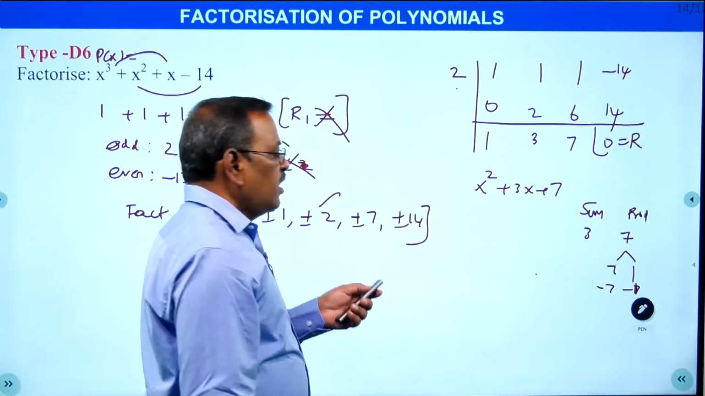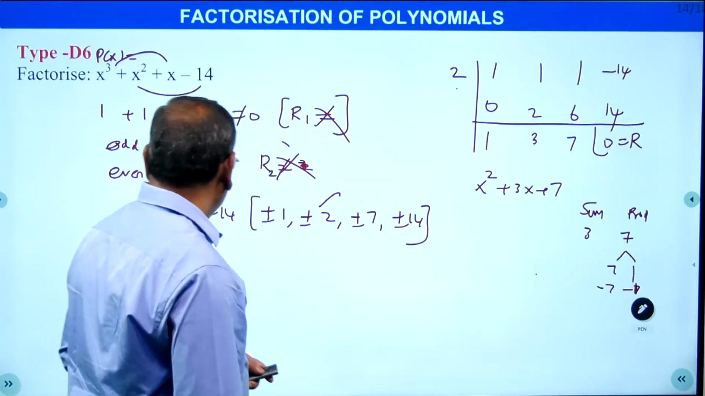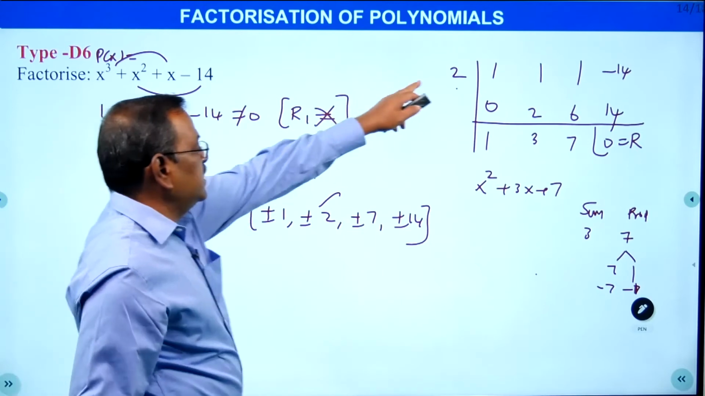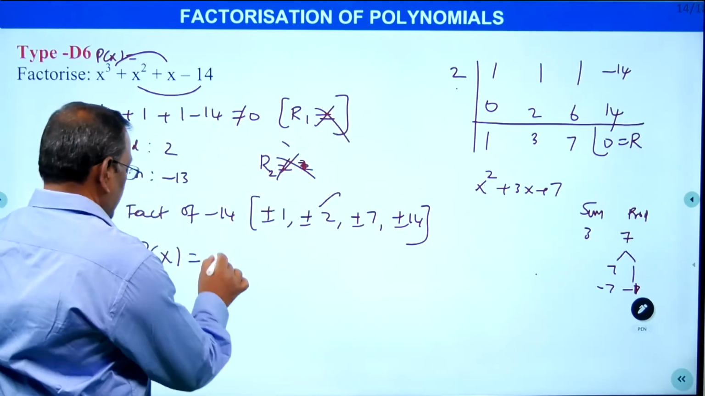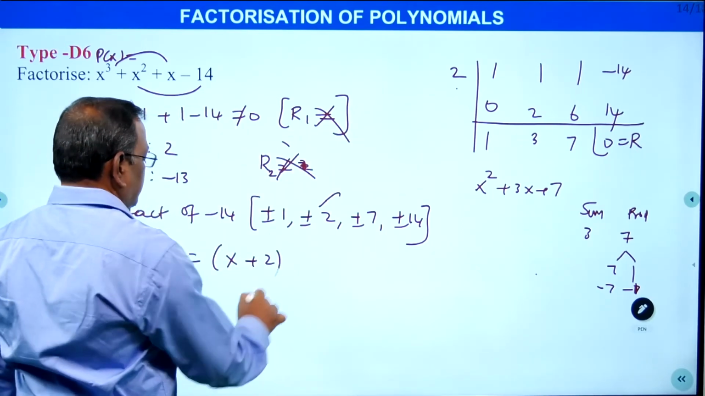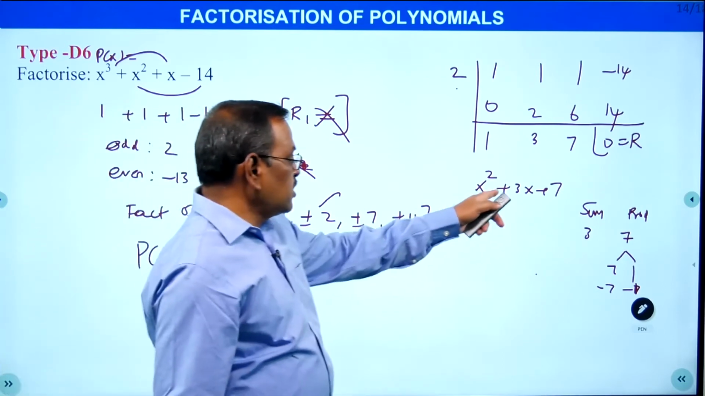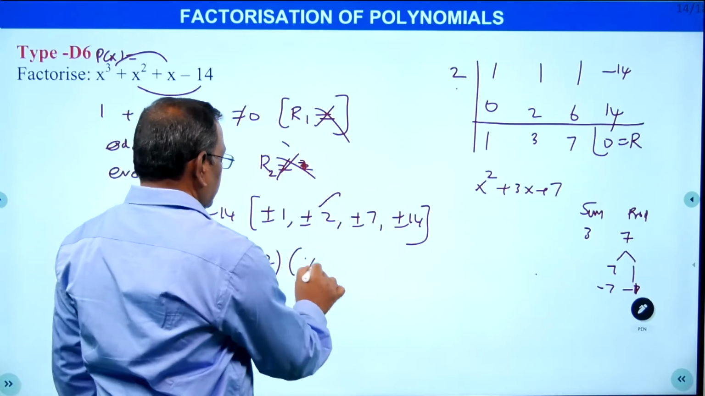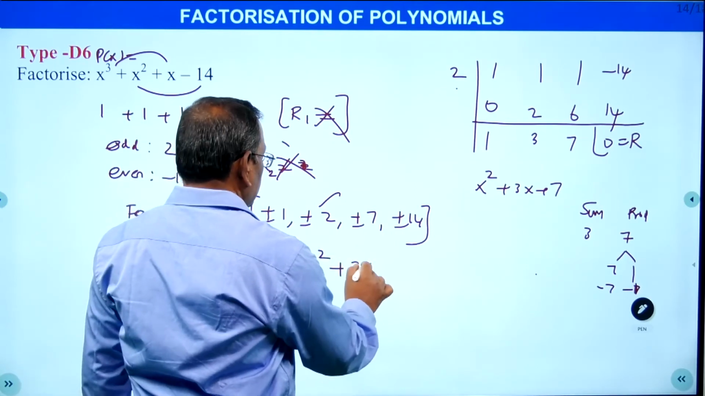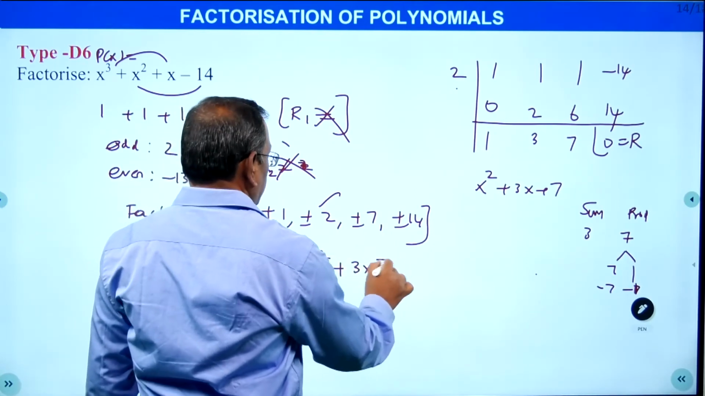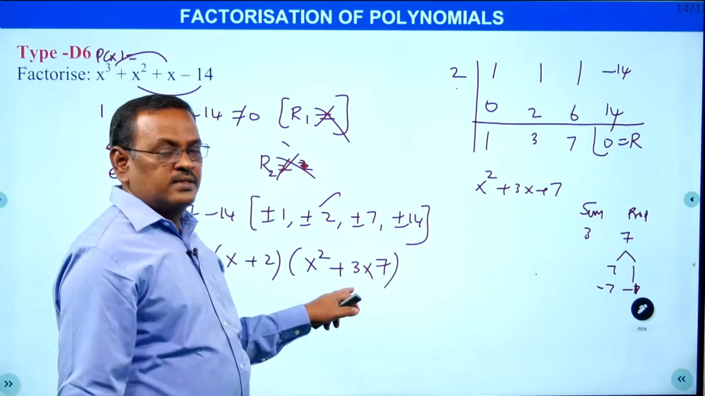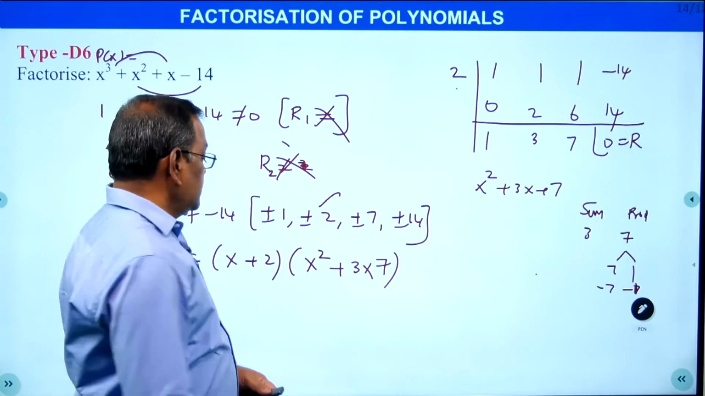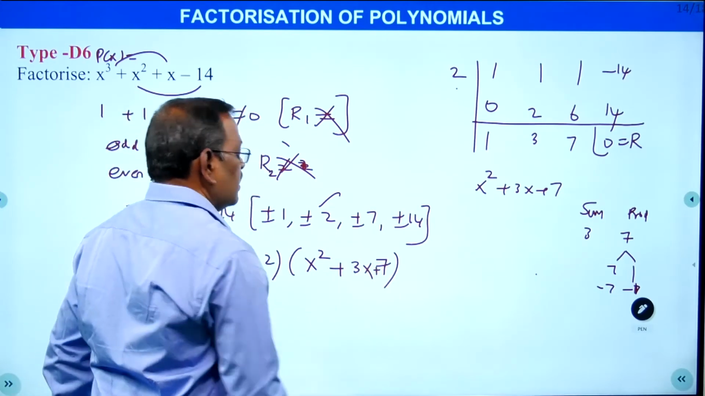And hence, how to write the final answer? P of x: x equal to minus 2 is a zero, and hence x plus 2 is a factor. And the quadratic is not possible to factorize. Okay, and hence the final answer is x plus 2 into x square plus 3x plus 7. This is not possible to factorize, and hence leave it. It is a quadratic polynomial without real zeros.